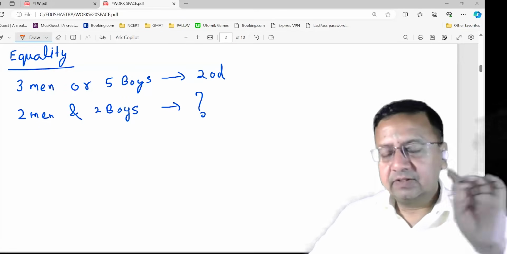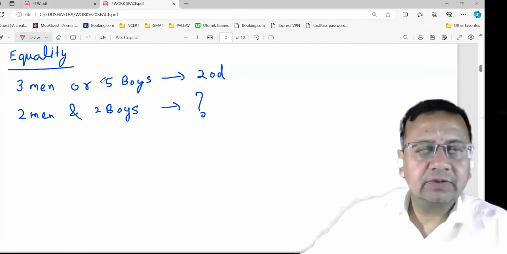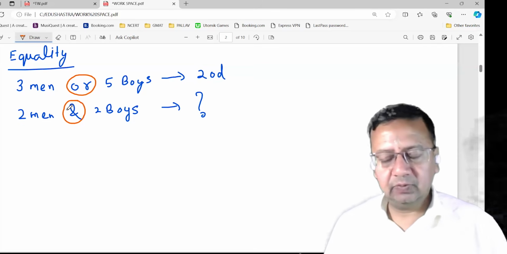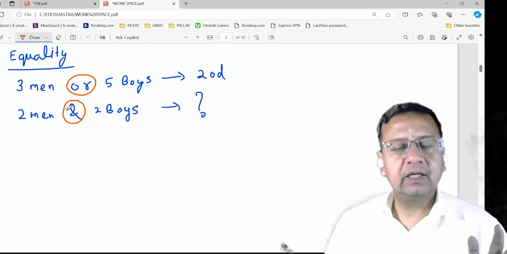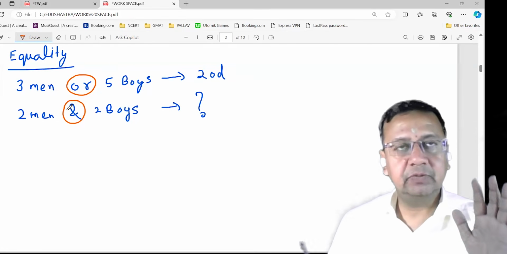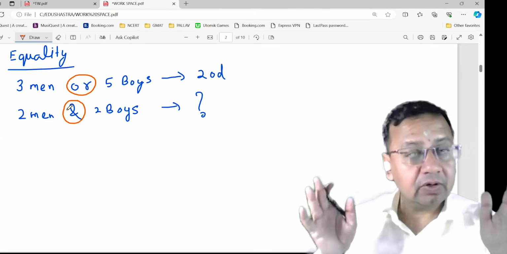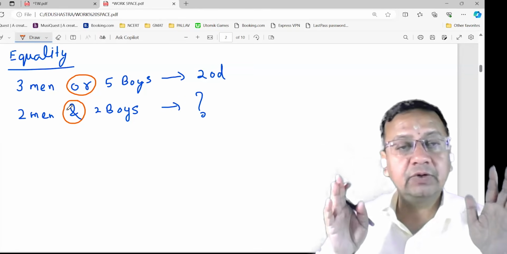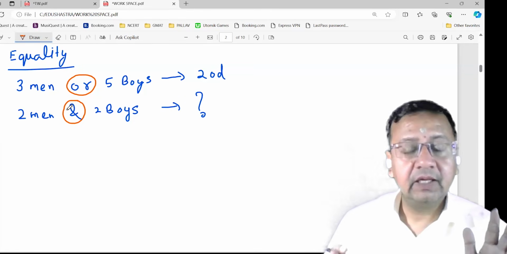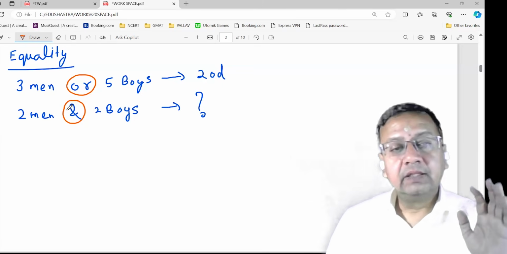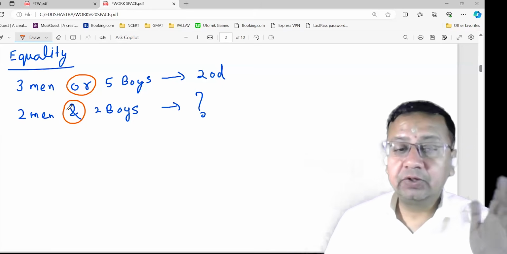Okay, so the catch point in this question is these two words: one is "or" and the other one is "and". Initially, 3 men or 5 boys means either you put a group of 3 men or you put a group of 5 boys, not simultaneously, not together, individually. And they are finishing a work in 20 days. Then you're taking men and boys together.